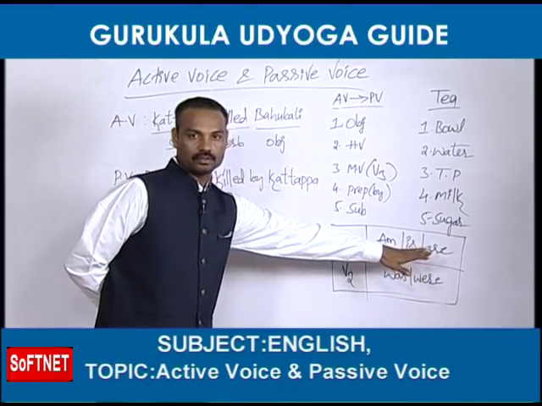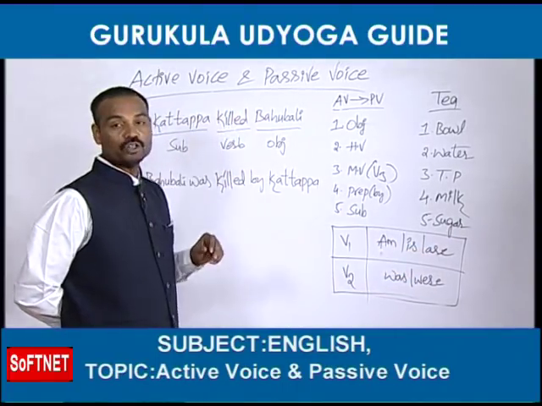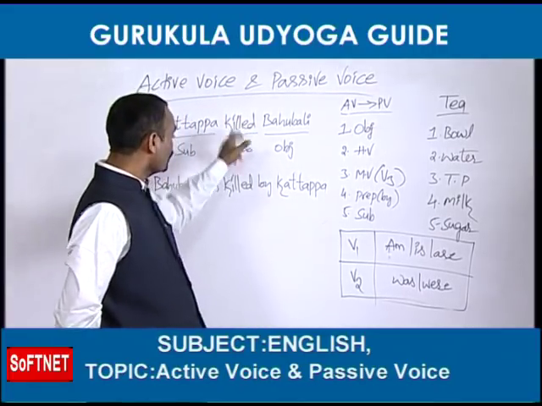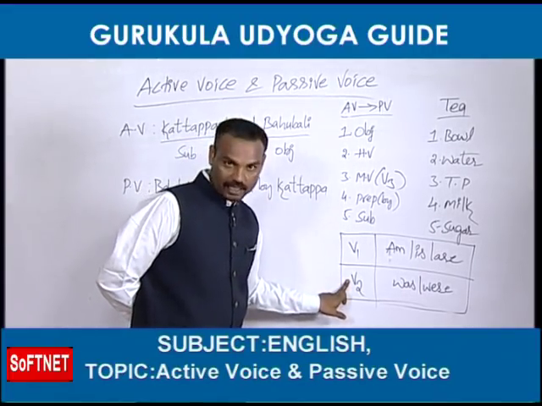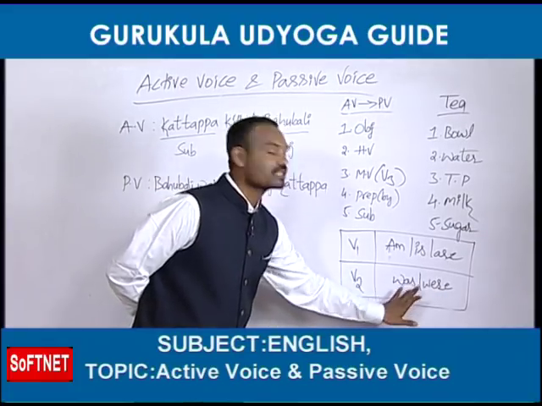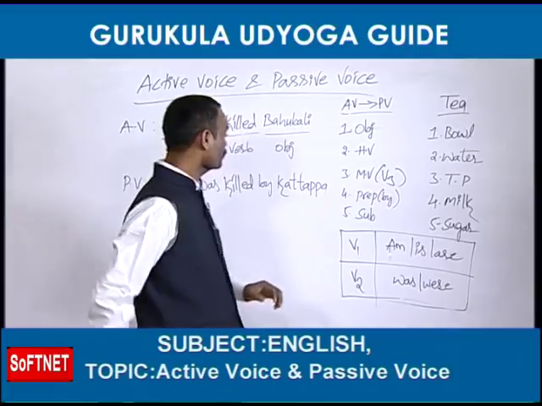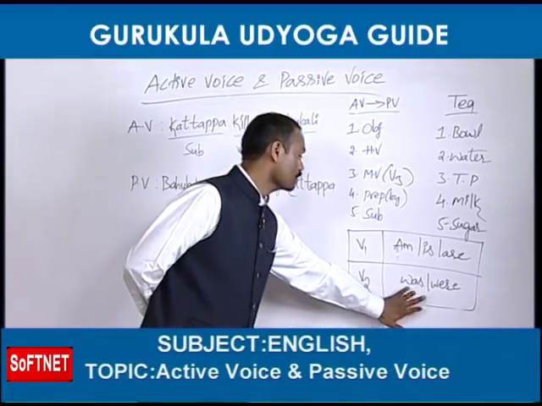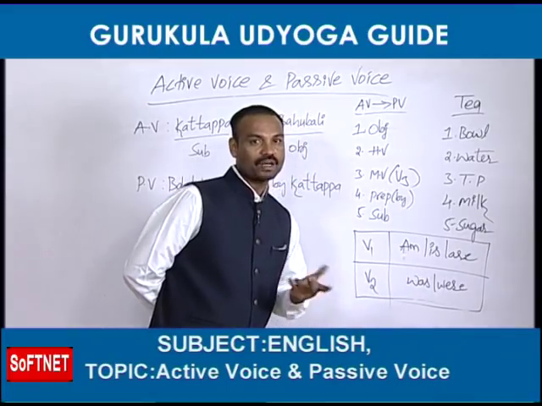Okay. Is it V1 or V2, friends? Kill is V1. Killed is V2. So it is V2. When the verb is in the second form, you are supposed to select the B form or helping verb from this list, was and were. Is it V1 or V2? V2. V2 means we should take the helping verb from here, either was or were.